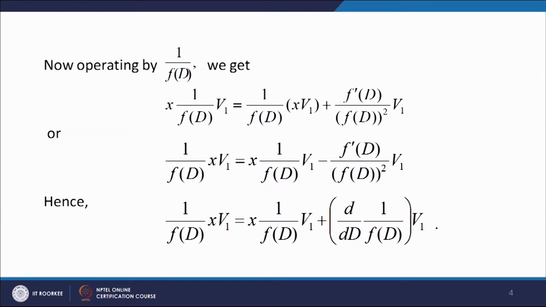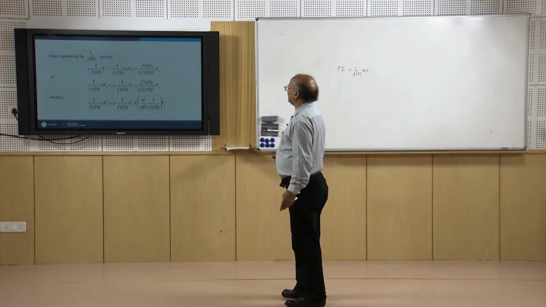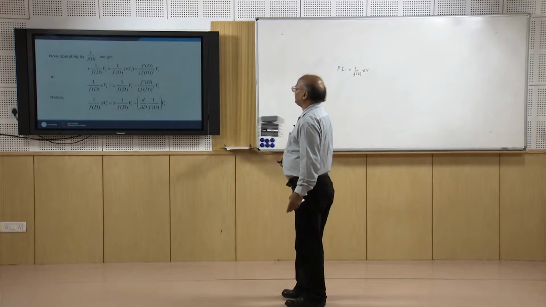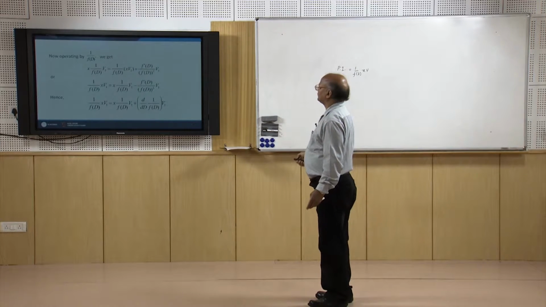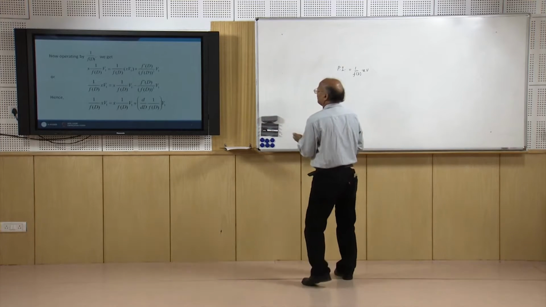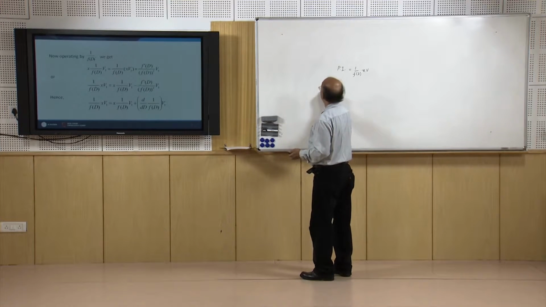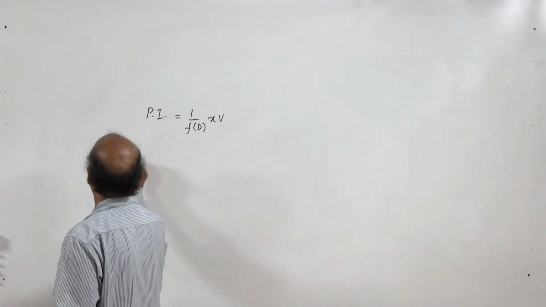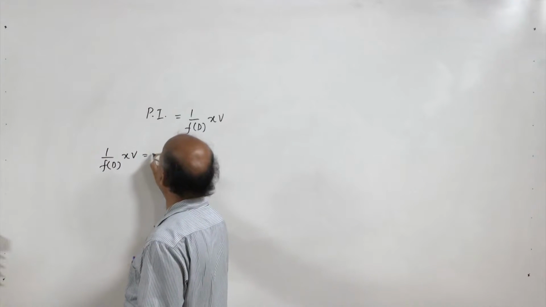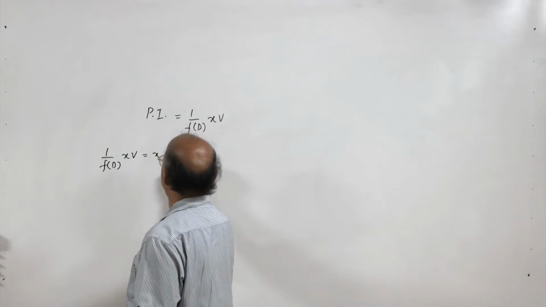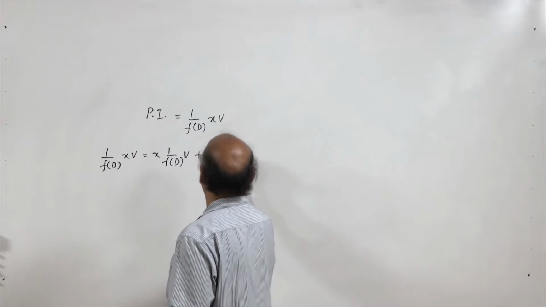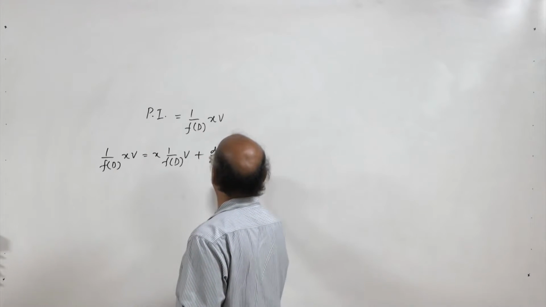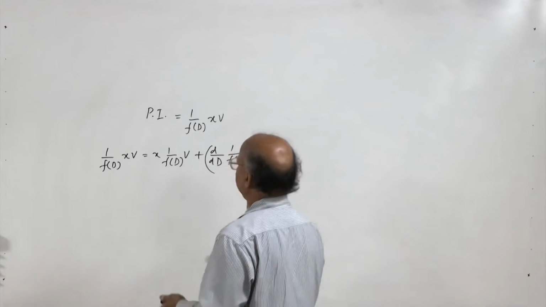Now, let us see how we will apply this formula. Since b1 is an arbitrary function, as b was an arbitrary function, we can write this formula for b. So, b1 can be replaced by b, and we get the following formula: 1 over f(D) operating on x into b gives you x times 1 over f(D) operating on b, minus d over dD of 1 over f(D) operating on b. This is the formula.